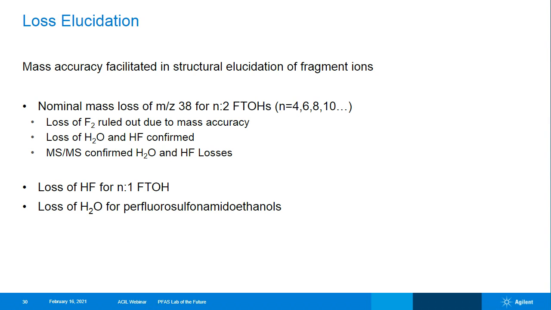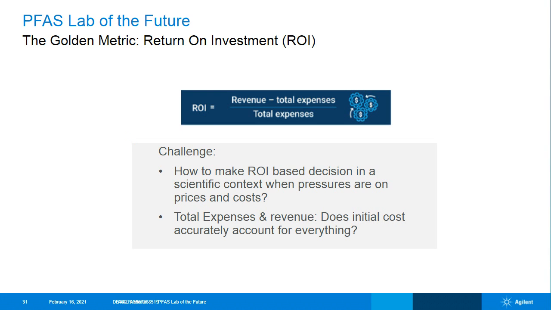So what I want to do is shift for the last 10 minutes to talking about how this lab maximizes its productivity and efficiency. And what I'm calling the golden metric here is return on investment. Ultimately, as a testing lab, if you do not get a high return on investment, there is no requirement to do the testing from your perspective, because it's not a money maker.